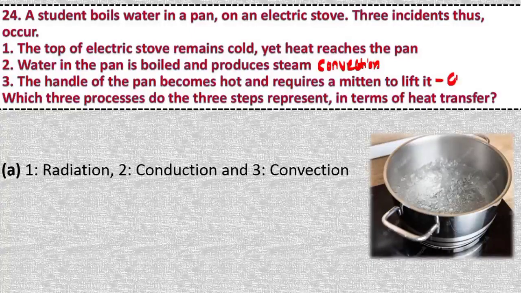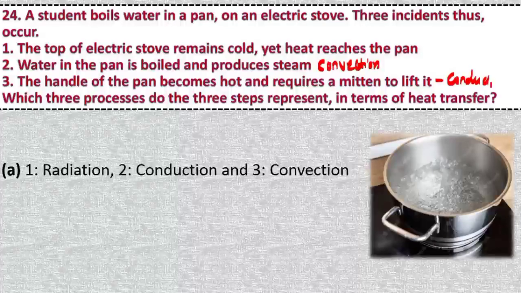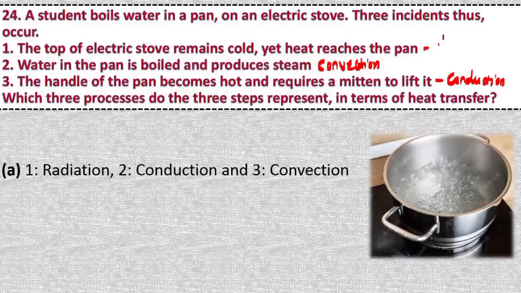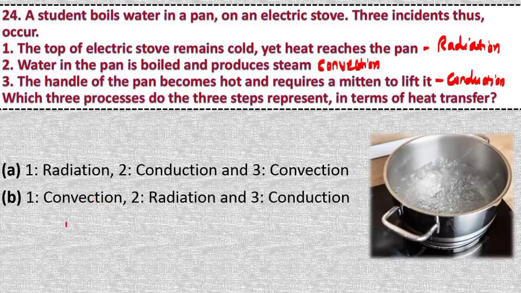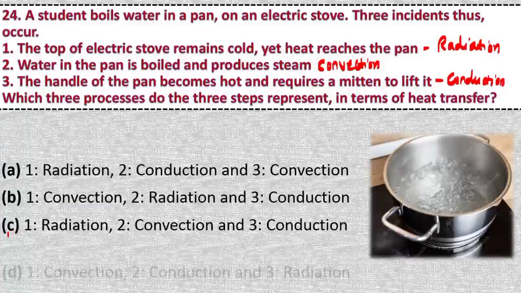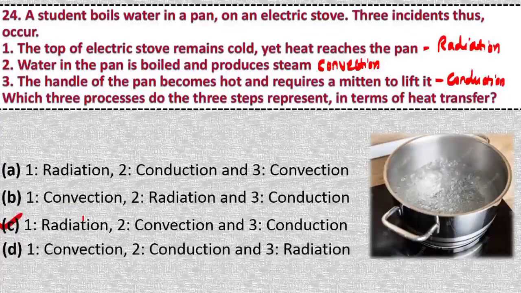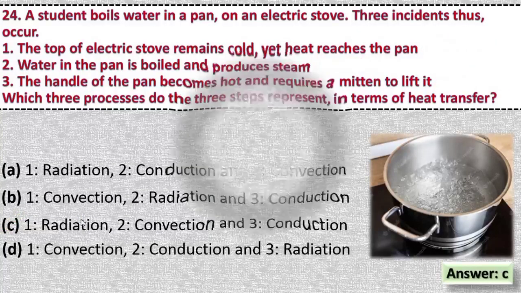Obviously, the boiling water is because of convection, the handle of this container becomes hot because of conduction, and the top of the electric stove remains cold as heat reaches, which means it is through radiation. See these respective options. Therefore, from the given four options, the correct answer is option C for this question.